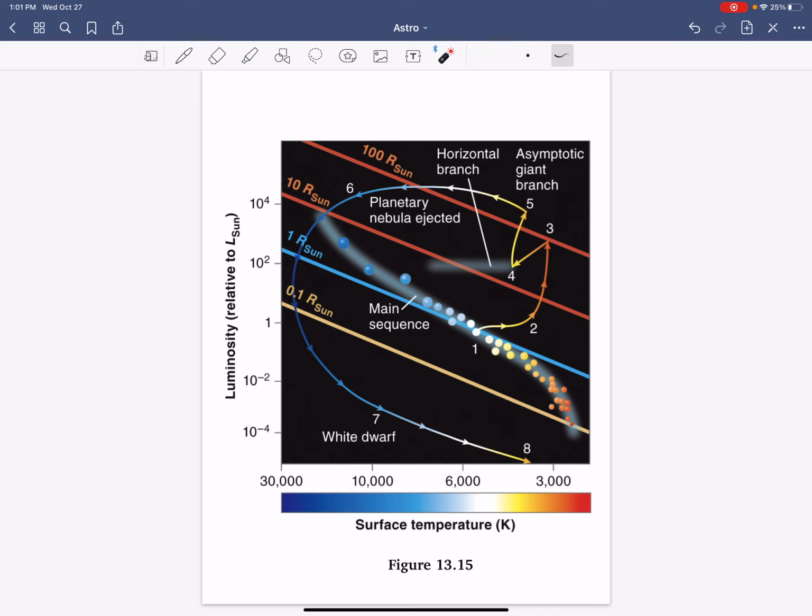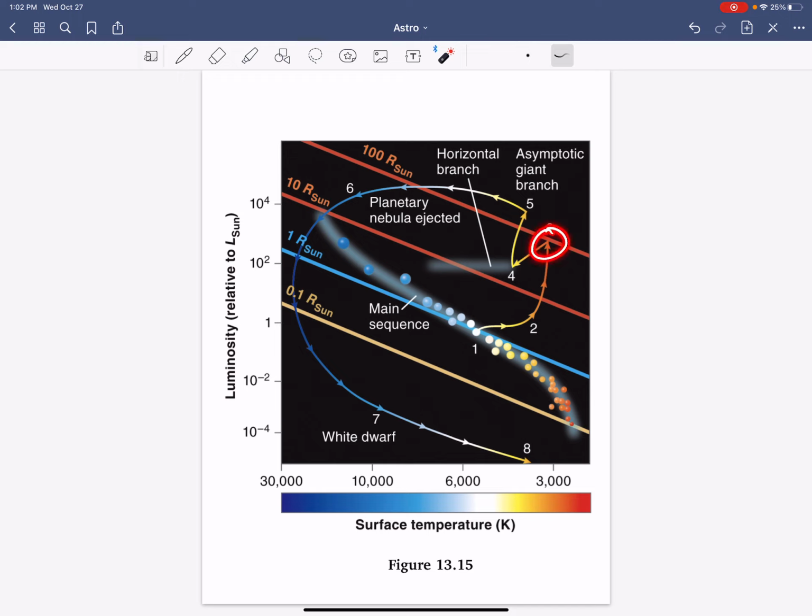So all stars start on the main sequence somewhere, and then as soon as the hydrogen fusion stops in the core, they move off the main sequence into what's known as the red giant branch or the red giant phase, right? So notice they're moving towards the upper right part of the diagram. So their brightness is increasing, their size is increasing, and their temperatures are decreasing.